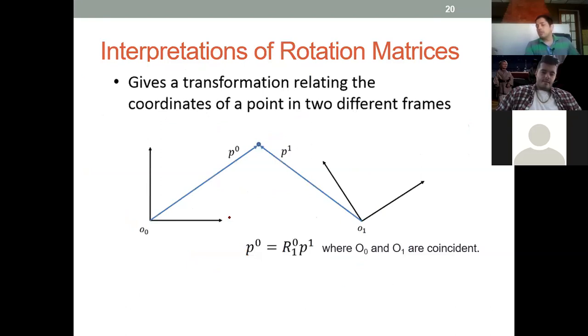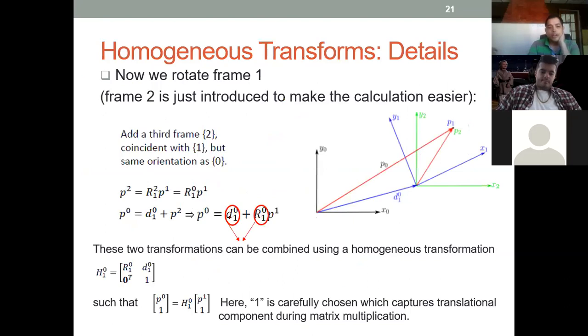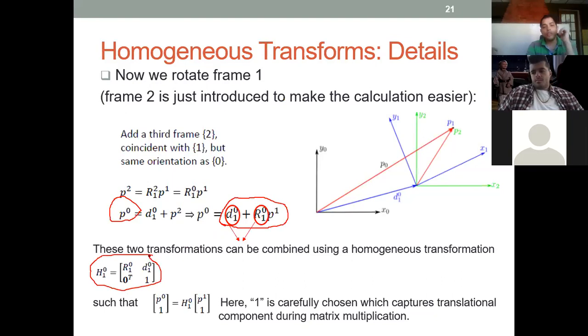Okay. So now this is, just to refresh your memory. I don't want to go over it because this is what we did in chapter 2. So remember what we did in chapter 2. Your P0 is D10 plus R10 P1. That's what we did in chapter 2. And we have the homogeneous transformation like this. So I'll be using this fact here and do something here.